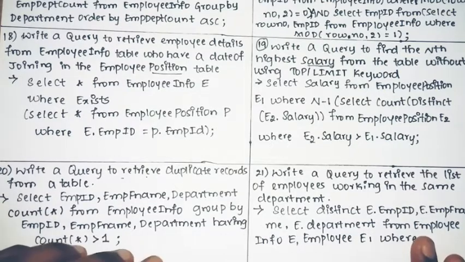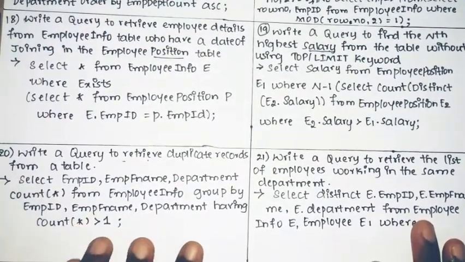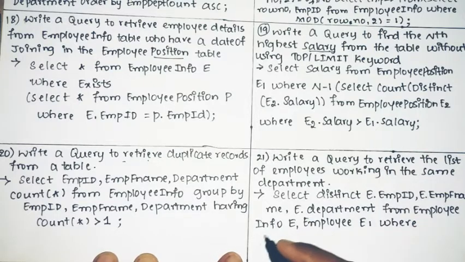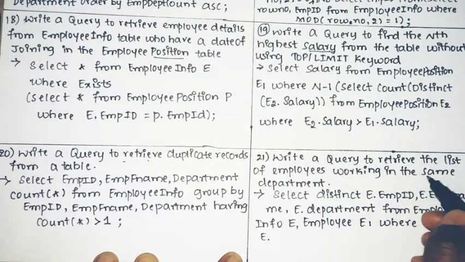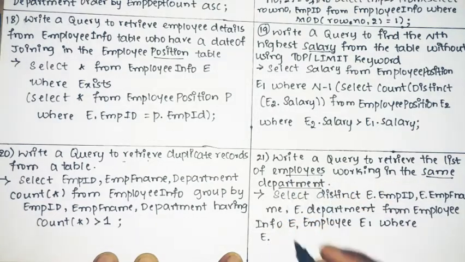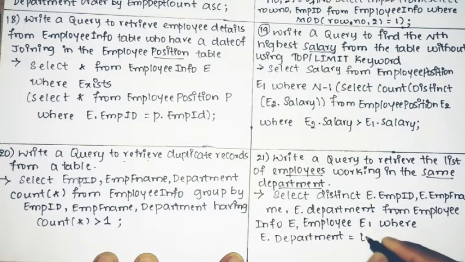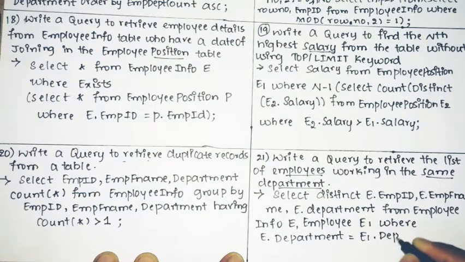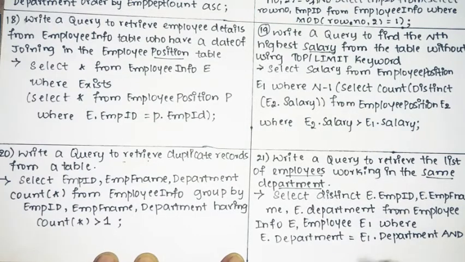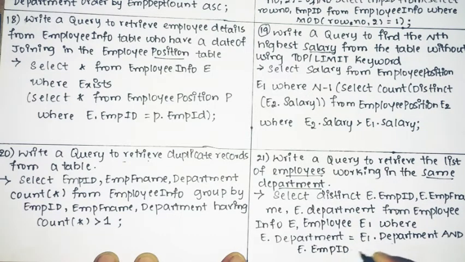Followed by the condition, you need to specify the condition. You need to check whether they are working in the same department. So where E dot department is equal to E1 dot department, and you need to match where E dot employee ID should be not equal to E1 dot employee ID.